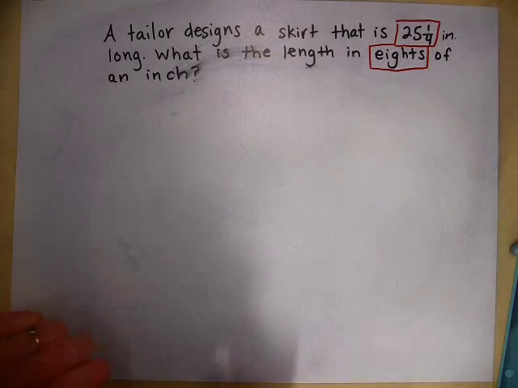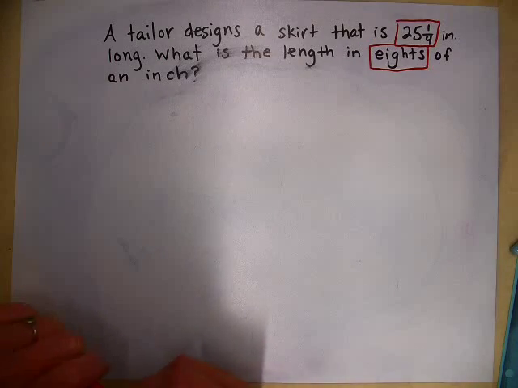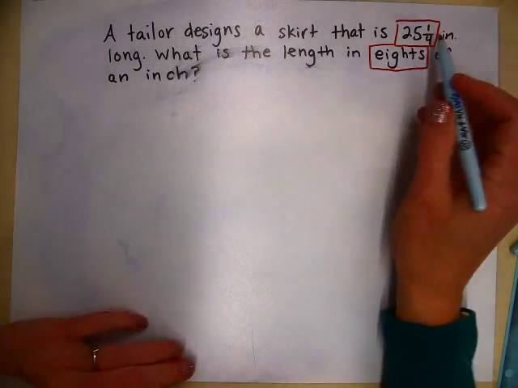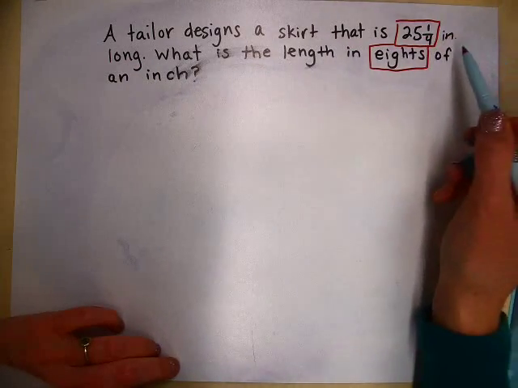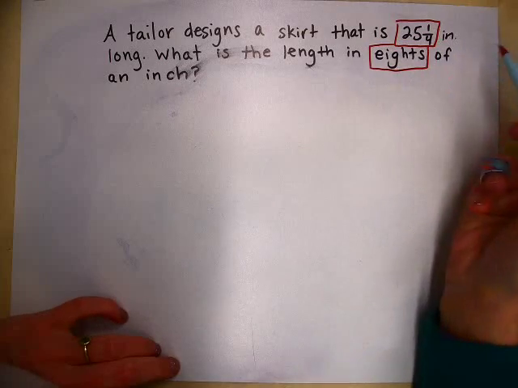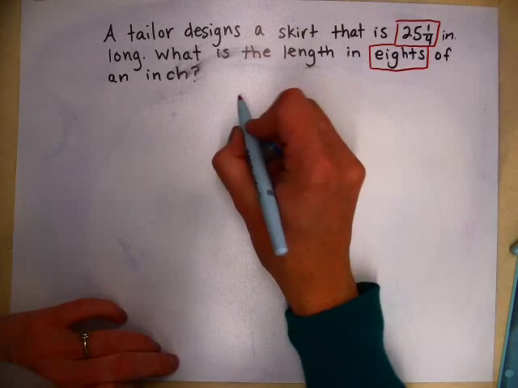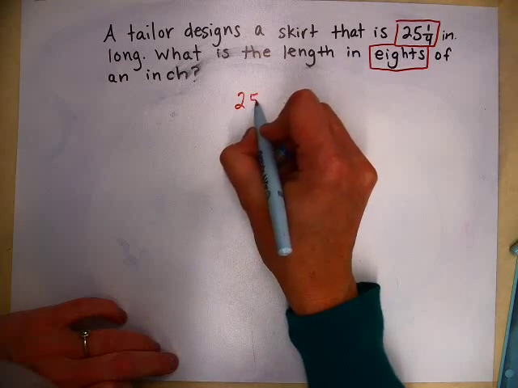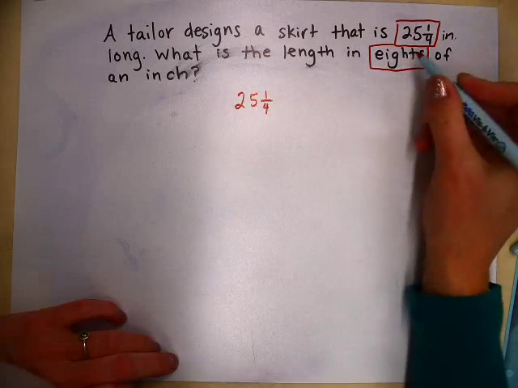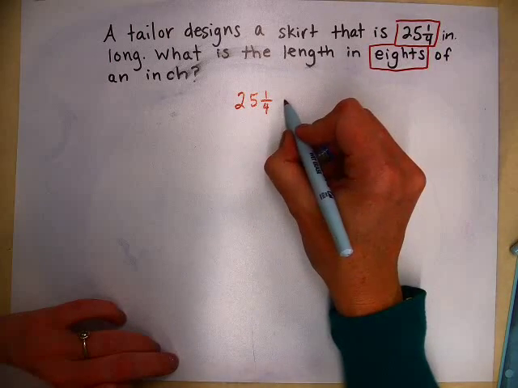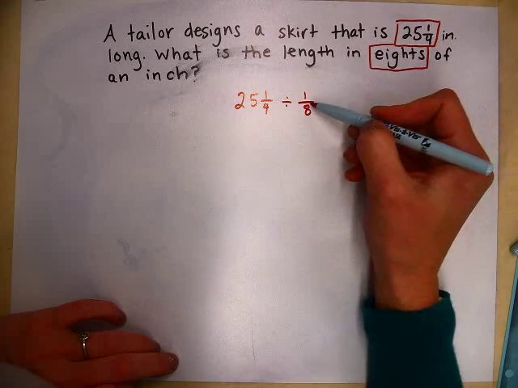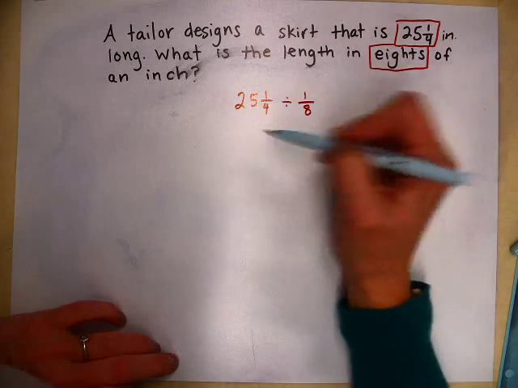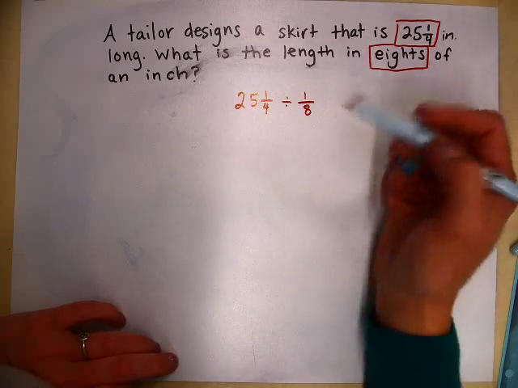Alright, here's this problem again, and I was going to show you the other way to do it. Remember, we had a tailor who designs a skirt that is 25 1/4 inches long. What is the length in eighths of an inch? So we figured out that that means how many eighths of an inch fit into 25 1/4, which means we're doing division. How many of this fit into that, we divide to see how many we can put in there.